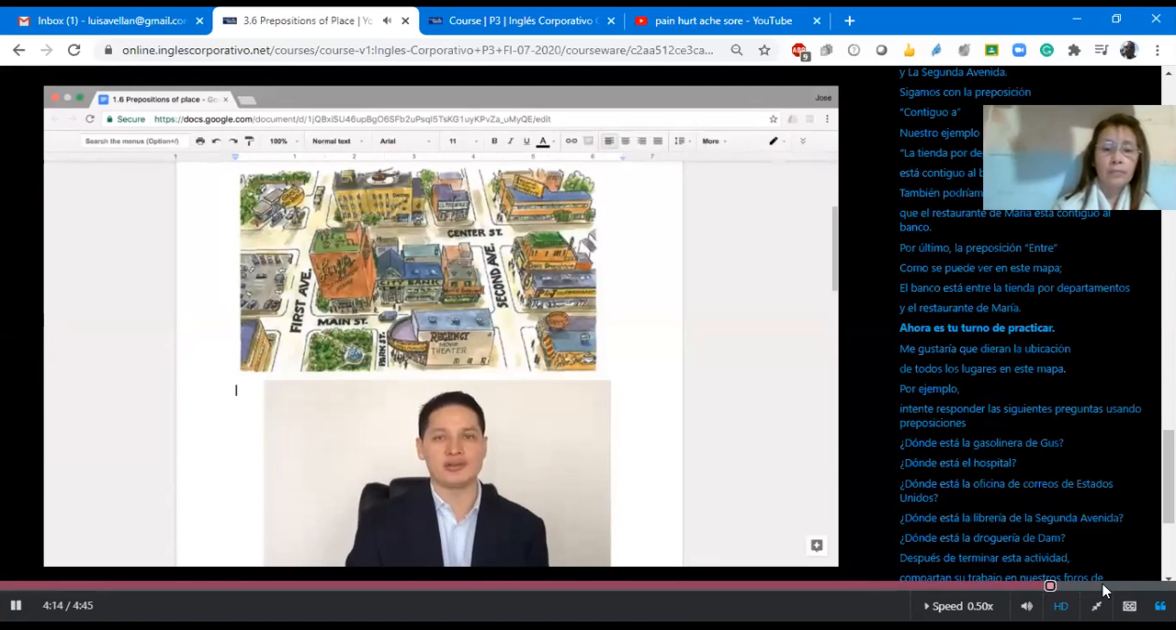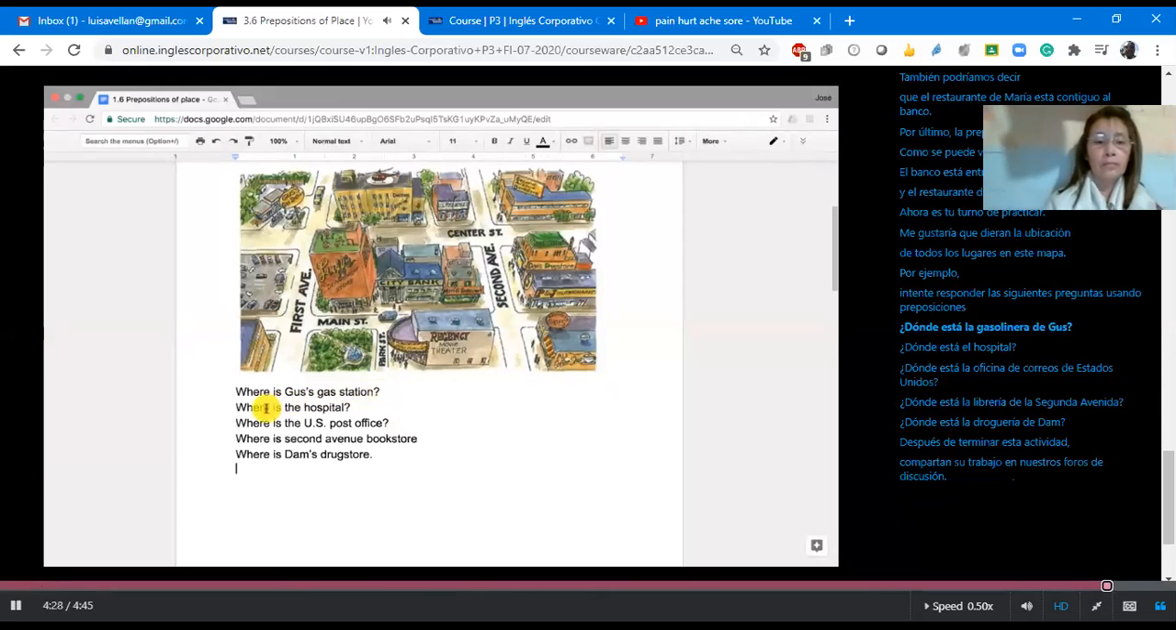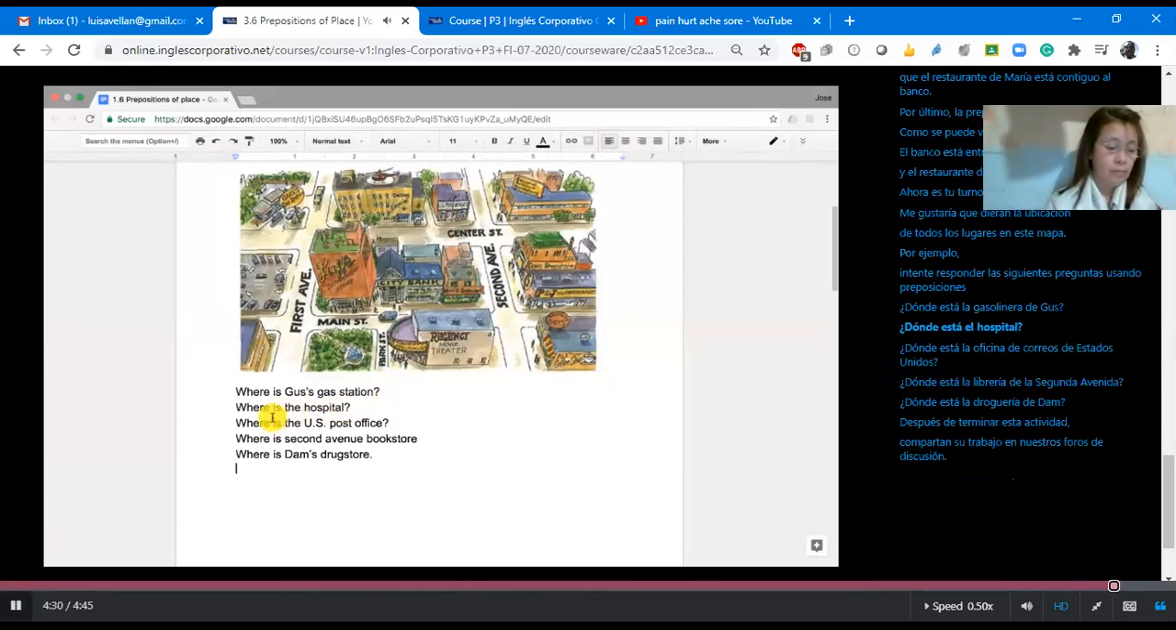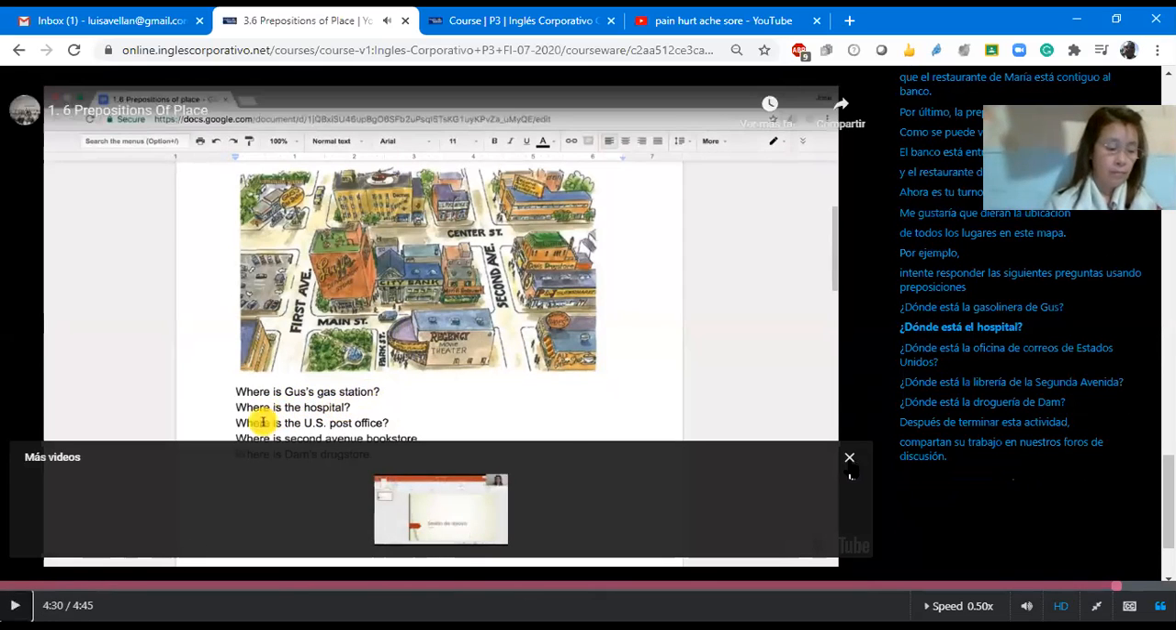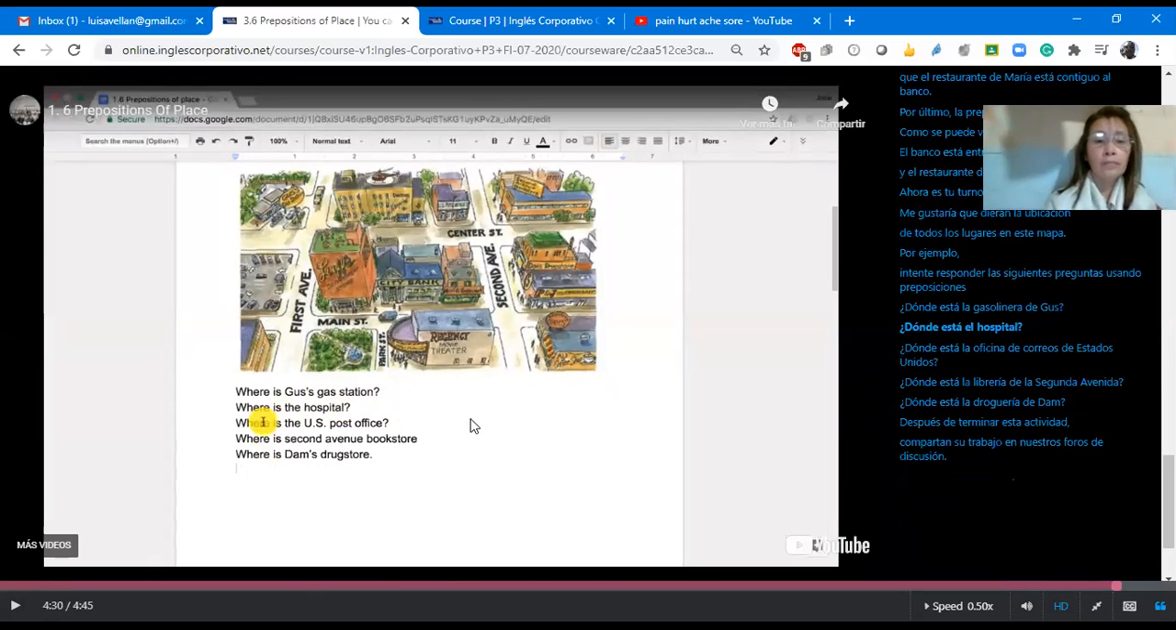It's your turn to practice. Gas station. Where is the hospital? Okay. If we can see this, well, we have the prepositions. We have on. That means on the street, right? Sobre tal calle, right? On the corner of. En la esquina de, right? En la esquina. Across from.